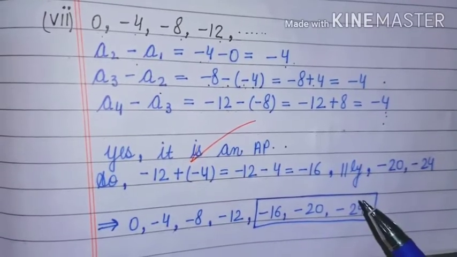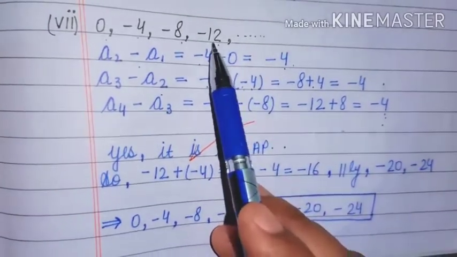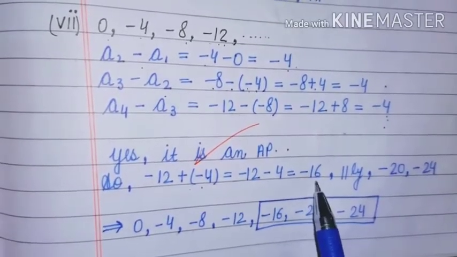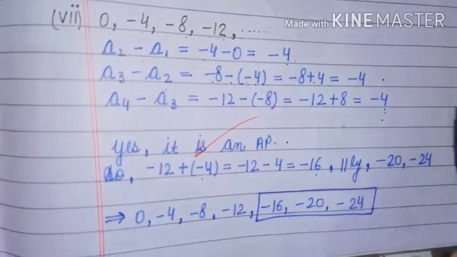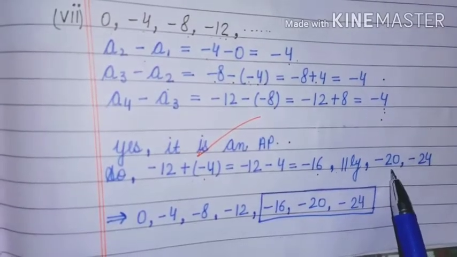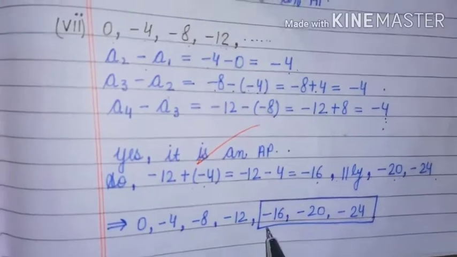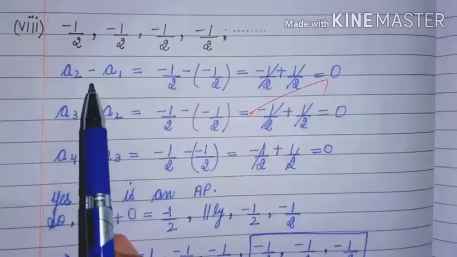Now here also you can find the next 3 terms. The last term in this AP is minus 12, you will add minus 4, then you will get minus 16. Again minus 16, you will add with minus 4, then it becomes minus 20. Minus 20 you will add with minus 4, then you will get minus 24. These are the 3 next terms, beta.